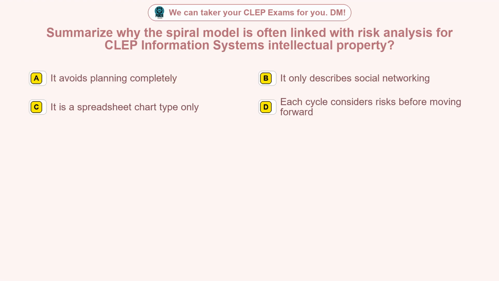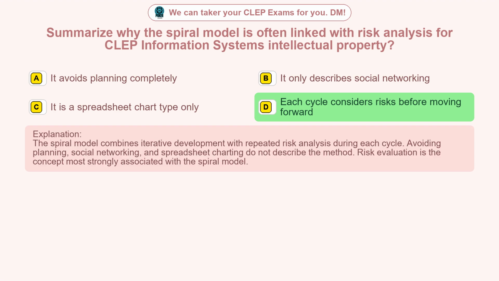Question 71. Summarize why the spiral model is often linked with risk analysis for CLEP Information Systems intellectual property. Option A. It avoids planning completely. Option B. It only describes social networking. Option C. It is a spreadsheet chart type only. Option D. Each cycle considers risks before moving forward. The correct answer is option D. Each cycle considers risks before moving forward.